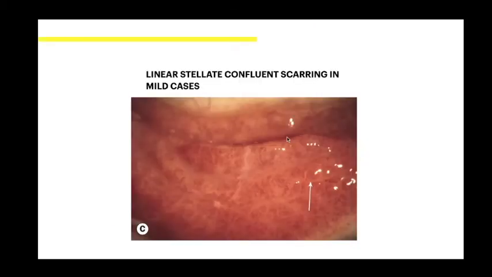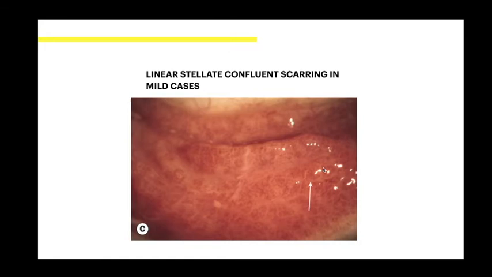Now moving on, this is in mild cases of cicatricial trachoma. You can see scarring. Yes, of course, in cicatricial trachoma, cicatrization means scarring. So you can see scarring, stellate or star shaped scarring, like this. It is indicated by the arrow. So this is in mild cases.